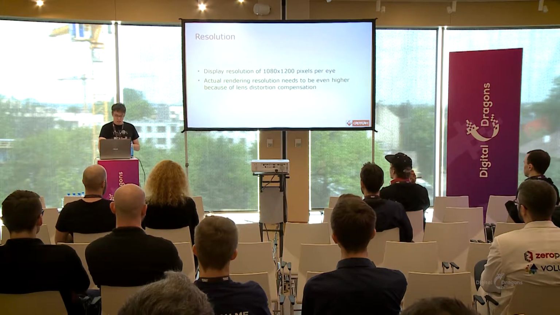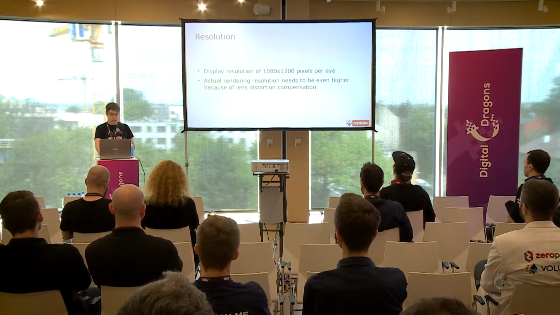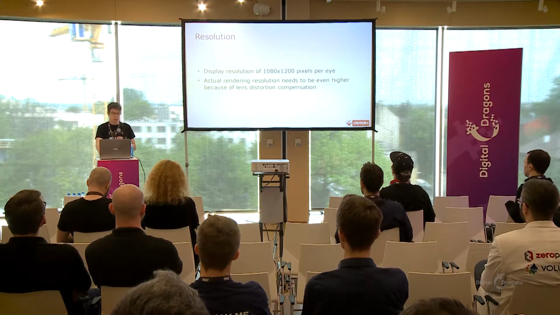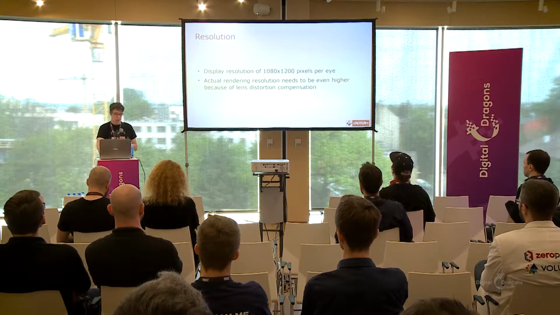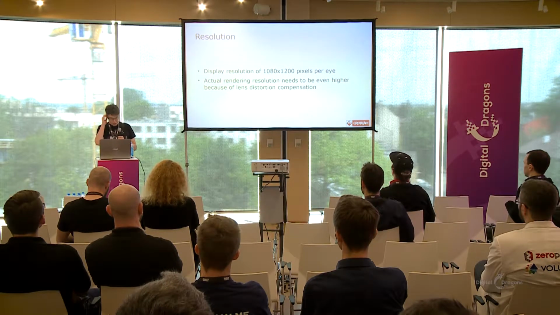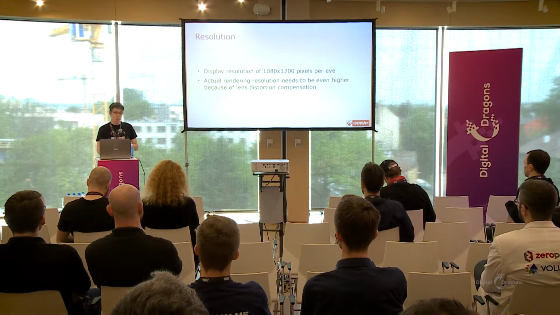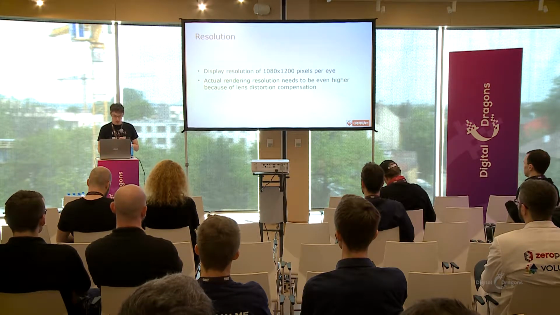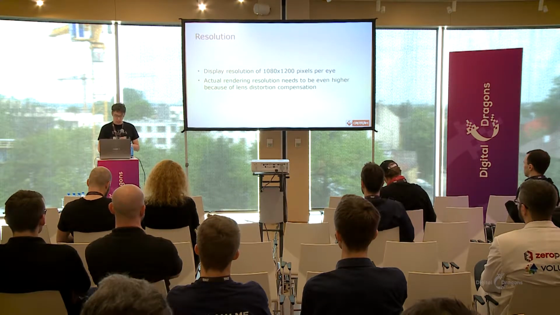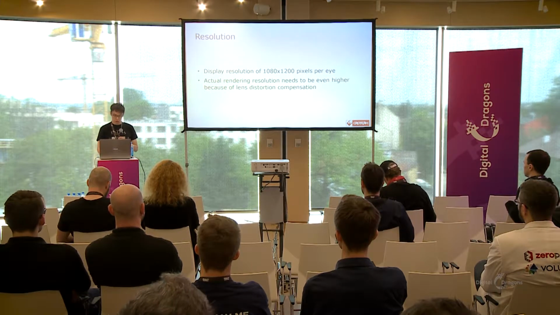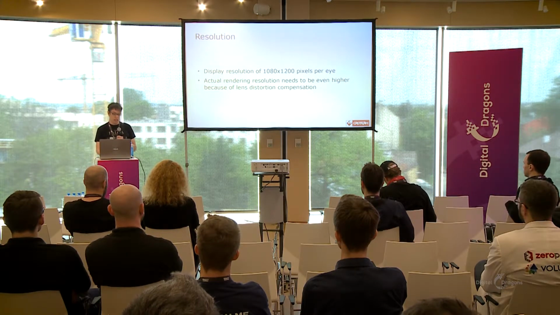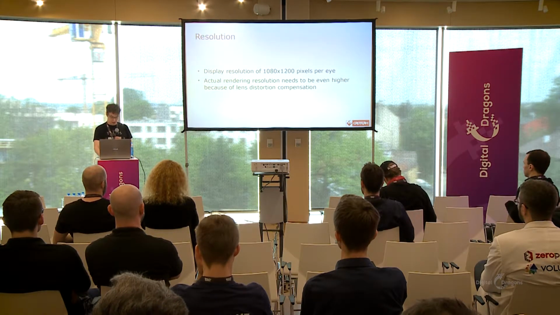Onto the resolution. The resolution of the headsets is very high. It's 1080 by 1200 pixels for each eye, both on Vive and the Rift. And the actual resolution that we need to render is even higher than that, about 1.4 times higher, because the images submitted by the game can't be directly displayed on the HMD. Instead, they need to compensate for the lens distortion, because the lenses cause visual distortions, which results in loss of detail. So that's why we need even higher rendering resolutions.